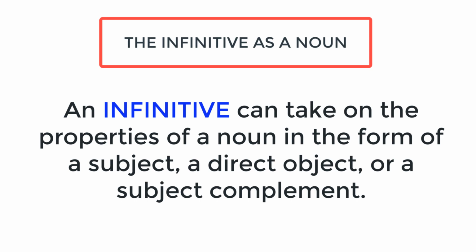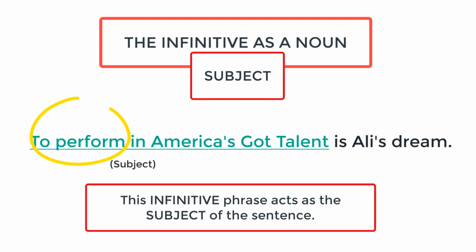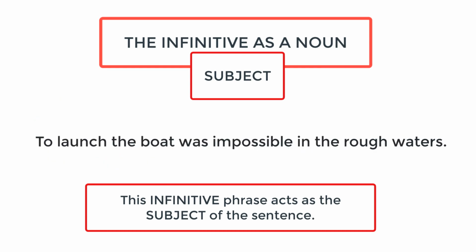The infinitive can take on the properties of a noun in the form of a subject, a direct object, or a subject complement. To perform in America's Got Talent is Allie's dream. To launch the boat was impossible in the rough waters.